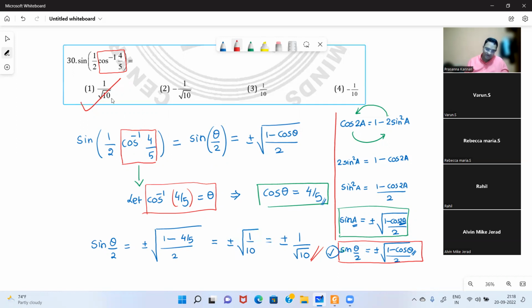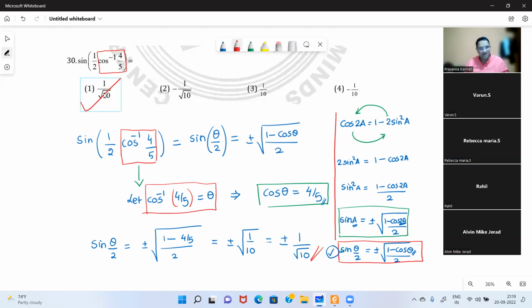Both plus 1 by root 10 and minus 1 by root 10 are there. But if you analyze a little, the cos inverse function will lie only between 0 to pi. Therefore, sine of that angle by 2 will be lying between 0 to pi by 2 only, which means first quadrant. In the first quadrant sine is positive. Therefore, we should only take the positive value. So the answer is plus 1 by root 10. Are you clear with this?